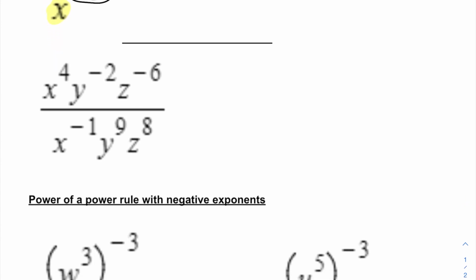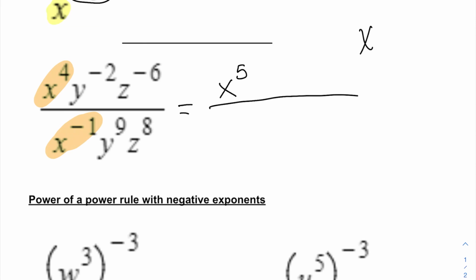Moving on to the next one. It seems pretty challenging down here, but it's really not. We're just going to take it one step at a time. Let's start with the x's. 4 minus negative 1 is x to the 5th, not x to the 3rd. I know a lot of people are probably thinking x to the 3rd, but it's 4 minus negative 1, and 4 minus negative 1 is a positive 5.